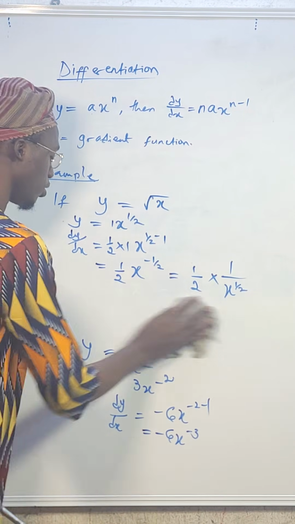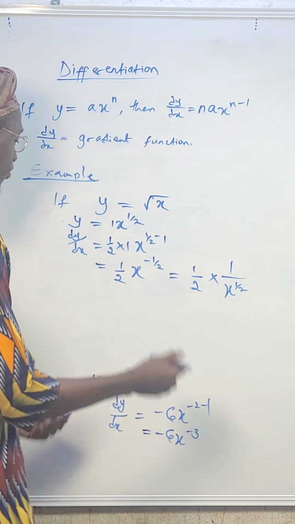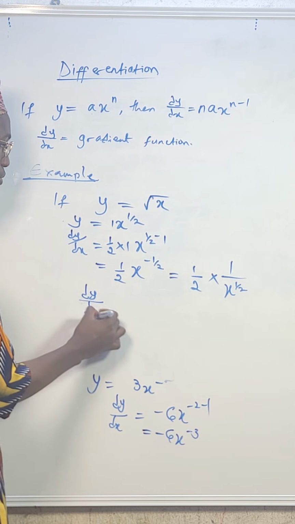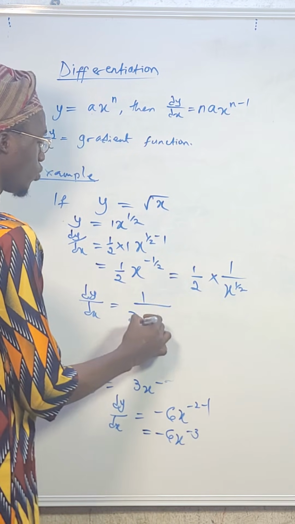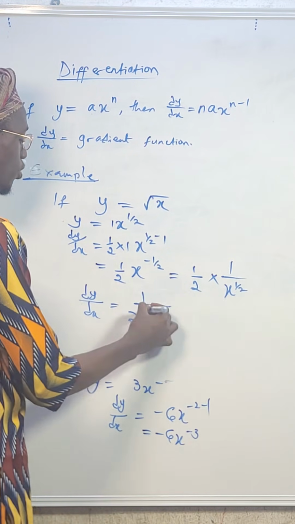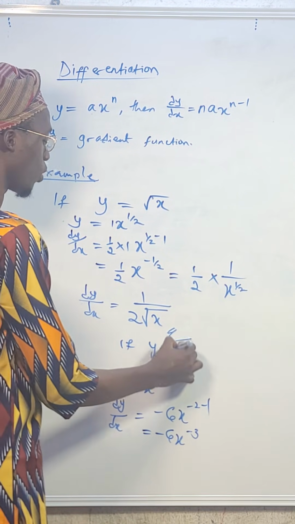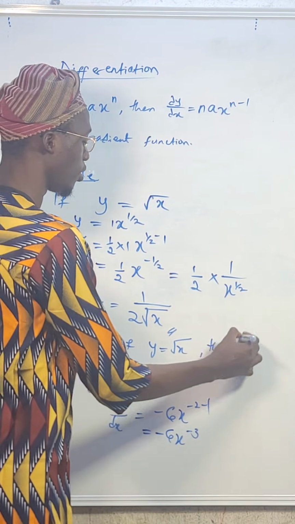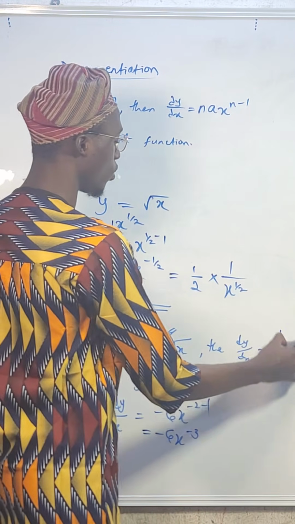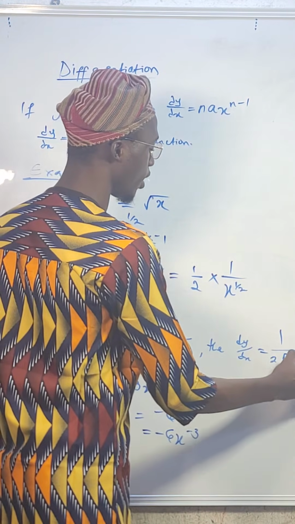So finally, your dy/dx becomes 1 over 2. Then what is x raised to power half? That will be square root of x. So if y equals square root of x, then dy/dx equals 1 over 2 root x.